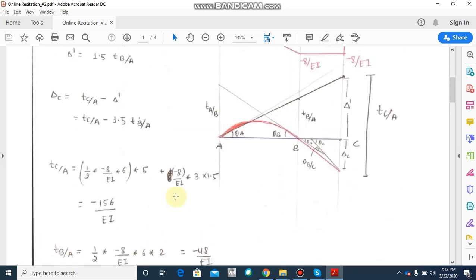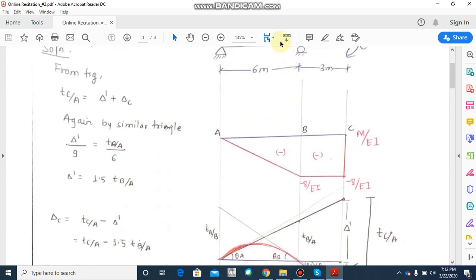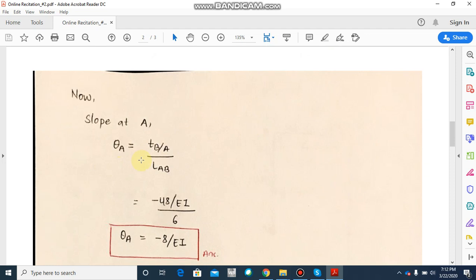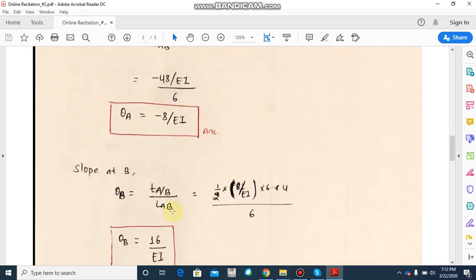Now we need to calculate slope at A, B and C. To calculate the slope at A, theta A is a small angle, so we can easily say that theta A equals this length t_B/A divided by this length L_AB, which equals 6 meters. So theta A equals t_B/A over L_AB, which will give you theta A equals minus 8 by EI.